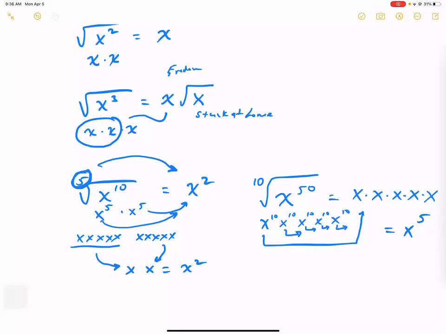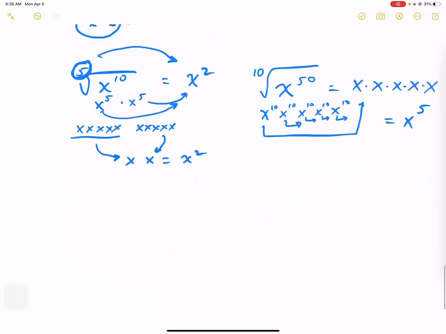Let's think of it as quarters, right? If I have 40 quarters, and aren't quarters counted by 4s? How many dollars do we have? We have $10. If you have 40 quarters, how many dollars do you have? You have $10. Because I'm counting by sets of 4.